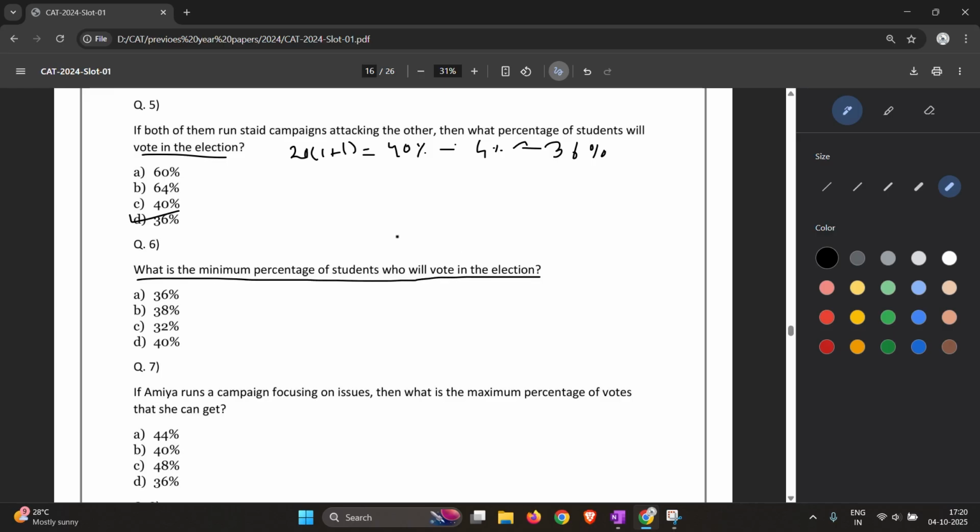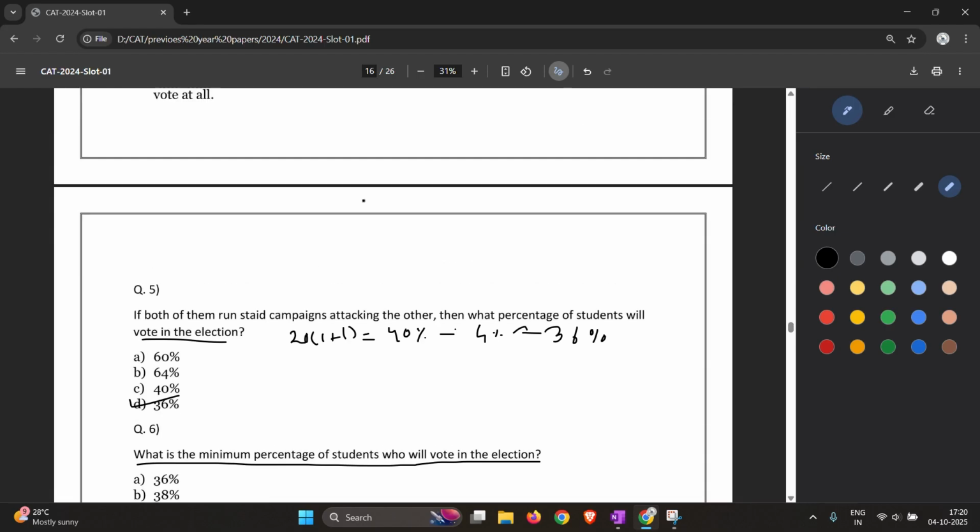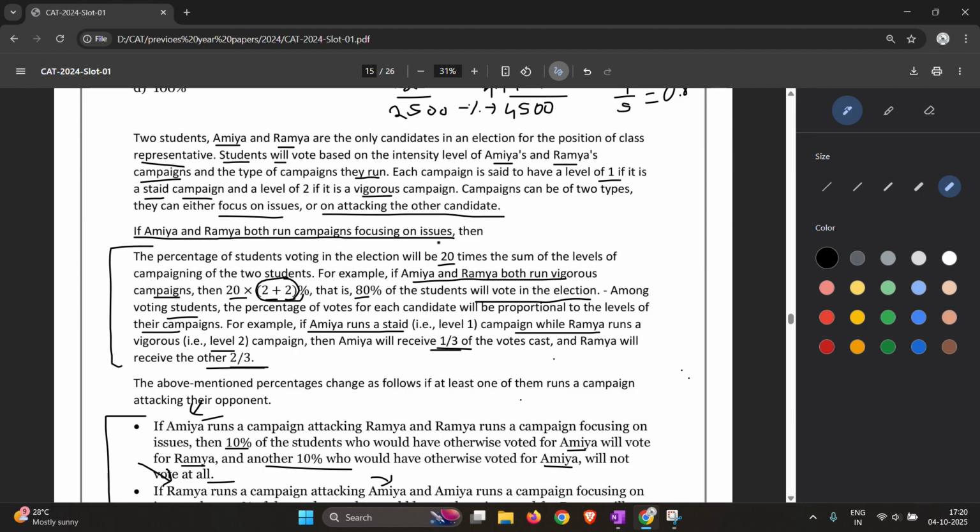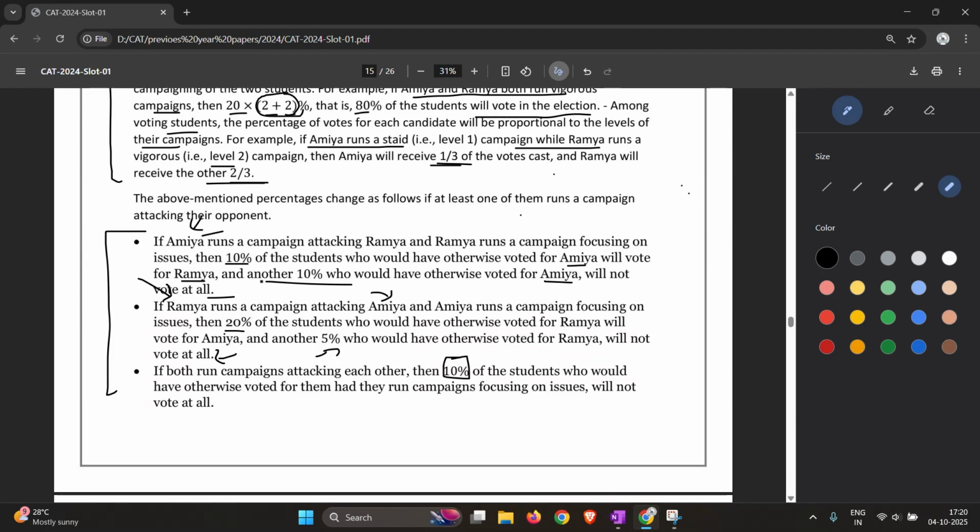So what is the minimum percentage? If you think about it, what is the scenario in which the lowest amount of students are going to vote? First of all, if any one of them runs a vigorous campaign, that gets more students to vote, right? So the minimum percentage will be when both of them run a stated campaign. And if both of them are focusing on issues, then you don't decrease the number of voters.